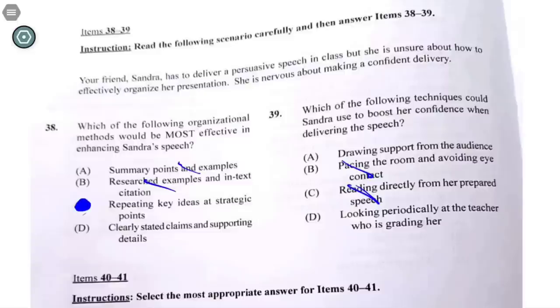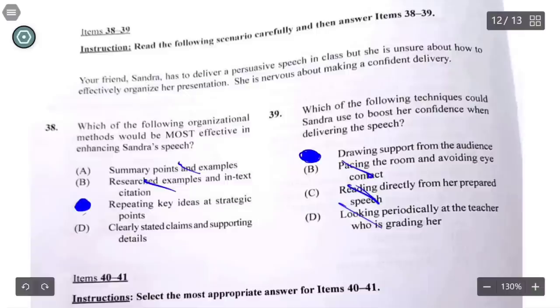Looking periodically at her teacher who is grading her. That's like the worst thing to do. Brother, don't do it. Don't look at your teacher. That's quite intimidating. So you want to draw support from the audience, especially your friends who will hype you up in the crowd, even when you're doing crap.